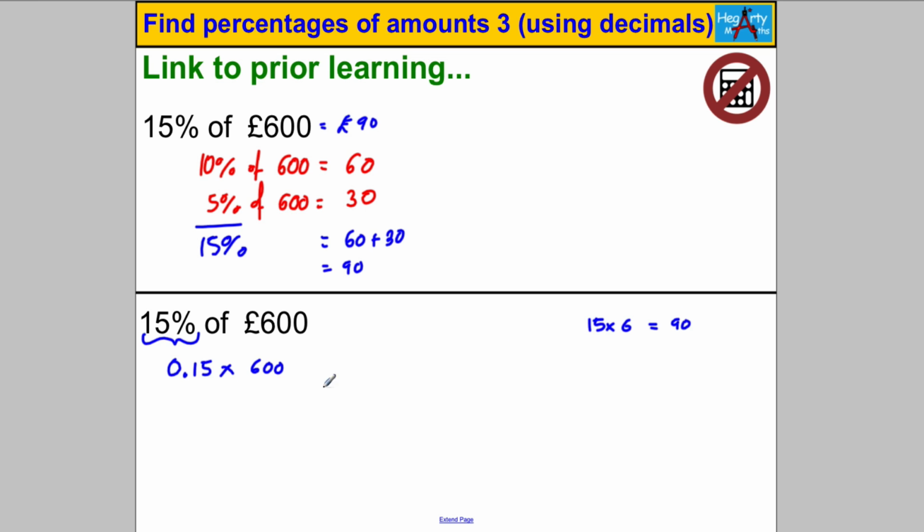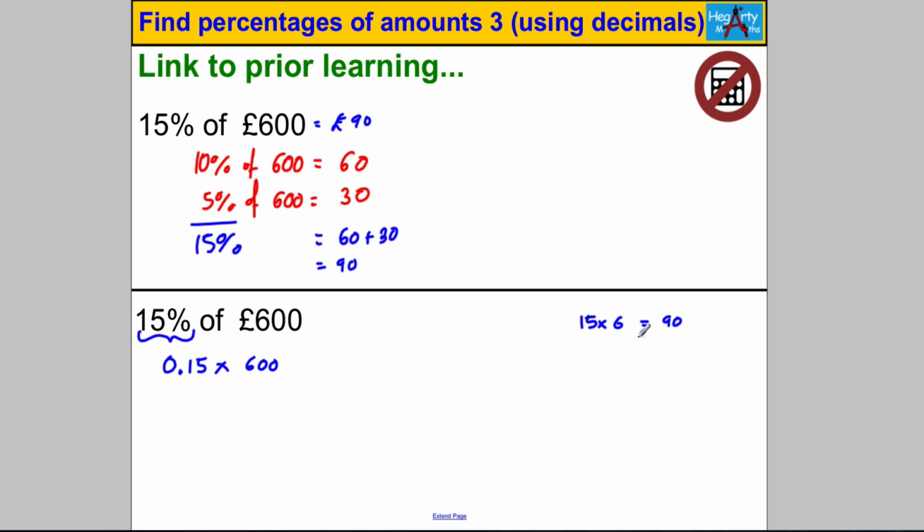Now we want to know 0.15 multiplied by 600. Well, if you know 15 multiplied by 6 is 90, directly underneath it we can work out 0.15 multiplied by 6. Now 0.15 is 100 times smaller. I've divided 15 by 100, so I must divide my answer by 100, so move the decimal point 2 spaces, and you get 0.90. But actually we wanted 0.15 times 600. I'm multiplying the 6 by 100, so I'm multiplying my answer by 100, so the decimal point moves back and gives us exactly 90. So that is how you would get £90 using the decimal method.